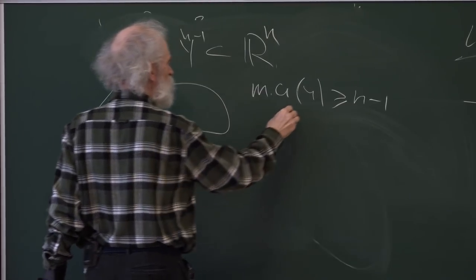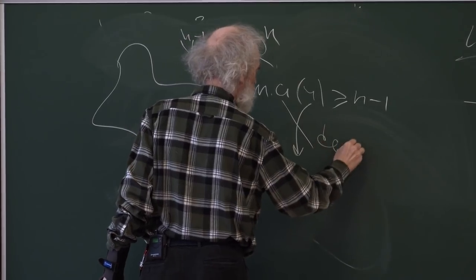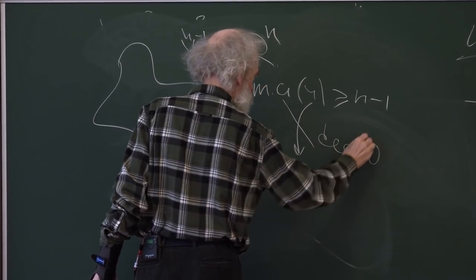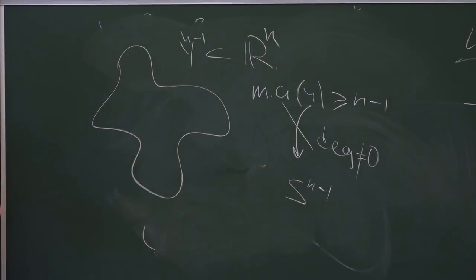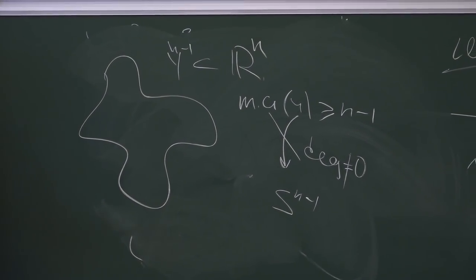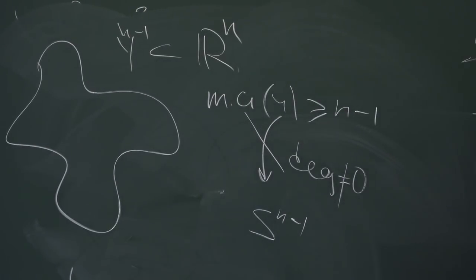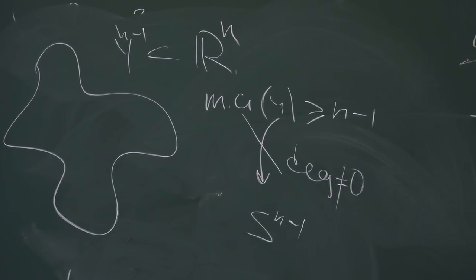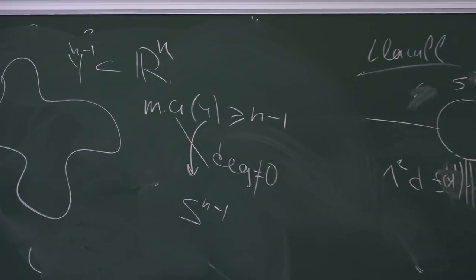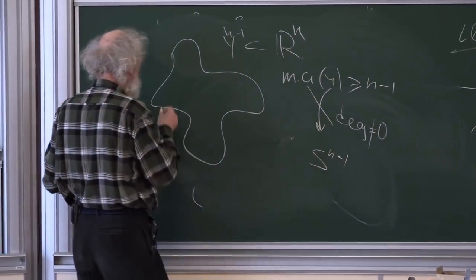And then this Y, if you cannot map it with non-zero degree to the sphere, such that this map will be distance decreasing with respect to the induced metric. Right? For dimension two, it probably follows from Gauss-Bonnet or something. But in high dimension, certainly it doesn't, and there is no elementary proof.